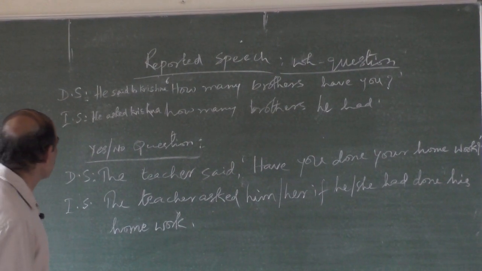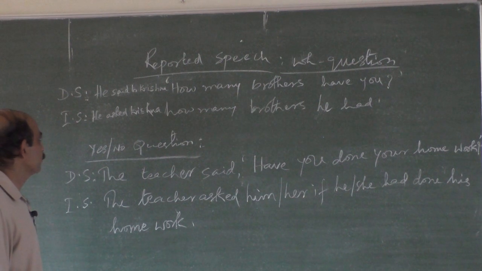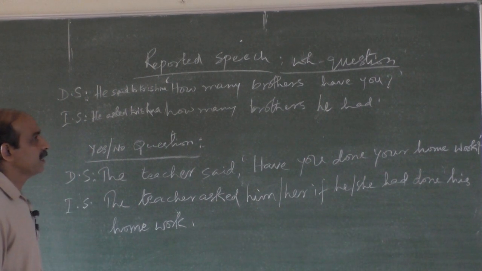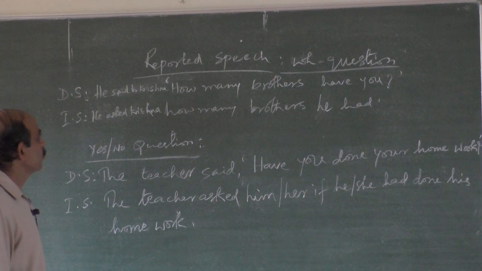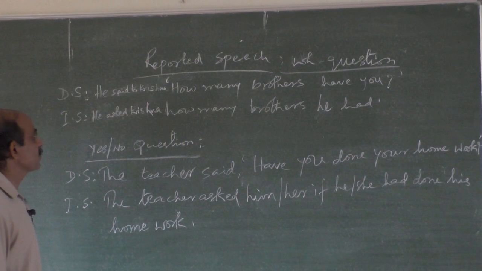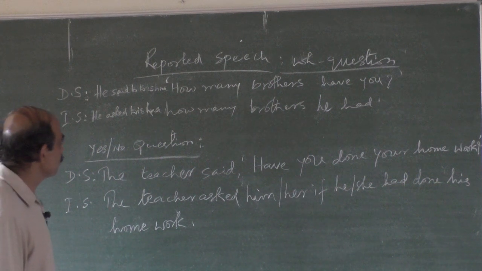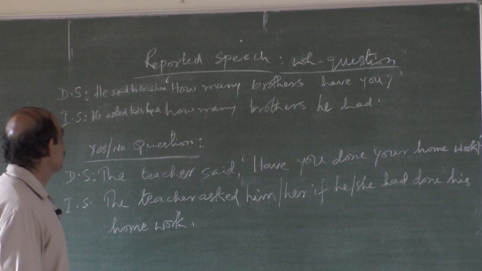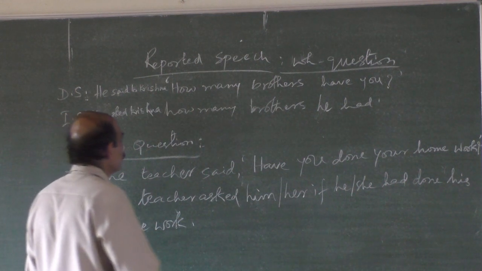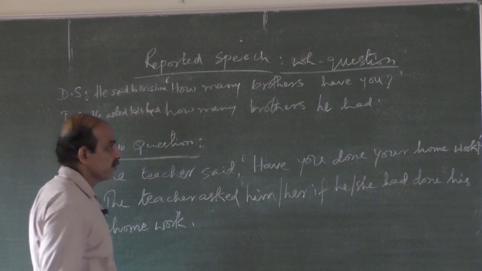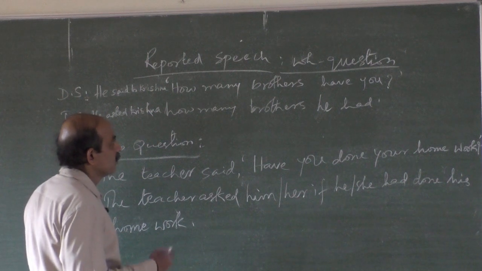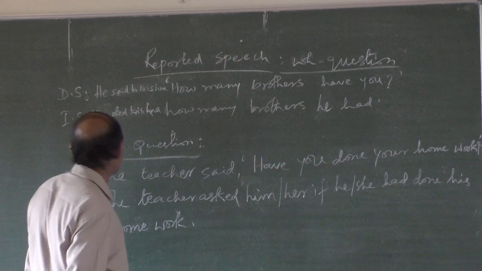Now look at the first sentence, WH question. He said to Krishna, how many brothers have you? The moment you read the question, you must remember who tells whom. You must understand it, and then remember all the ingredients available there. It is a WH question. A WH question begins with the WH word and then the helping verb, the main verb. All these are very important.